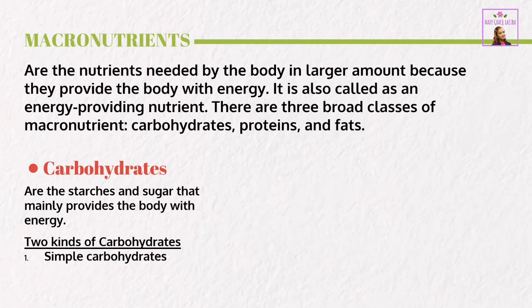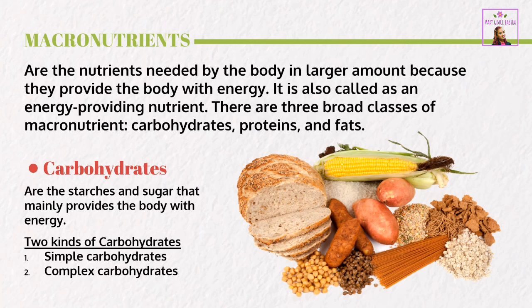The second kind is complex carbohydrates. Complex carbohydrates are found in starchy foods such as cereals, pasta, bread, beans, potatoes, grains, and other starchy vegetables. Unlike simple carbohydrates, starchy food must be broken down into sugar before our body can use it. It provides our body with a constant supply of energy.